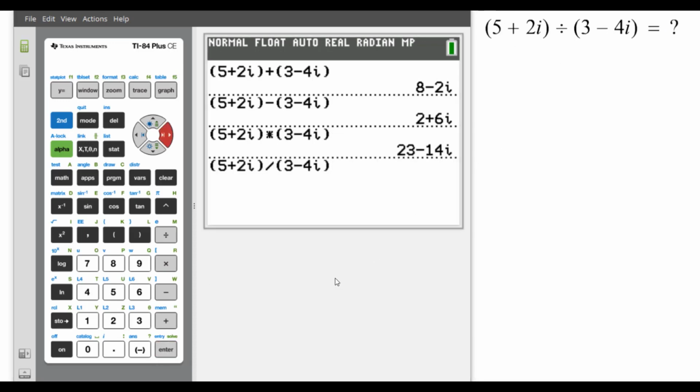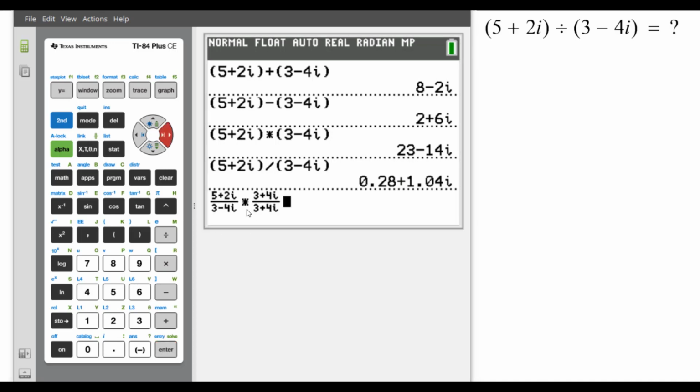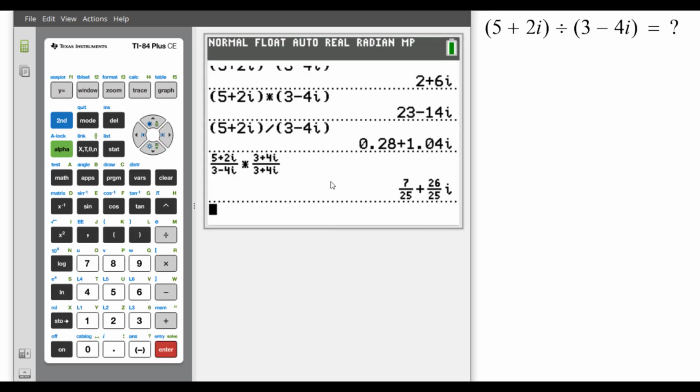Here we're asked to find the quotient. I'm not sure I like having decimals. I like to have fractions here. So let's look at this two other ways. Here I used the fraction template to type this as a quotient and multiplied it by 1 in the form of the conjugate of the denominator divided by itself to so-called realize the denominator. Press enter. And I like this answer much, much better.